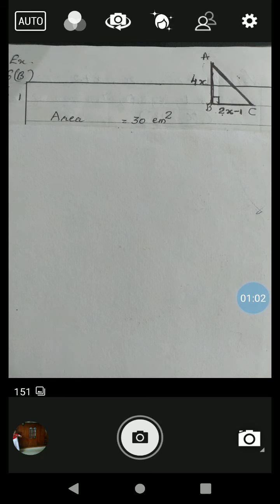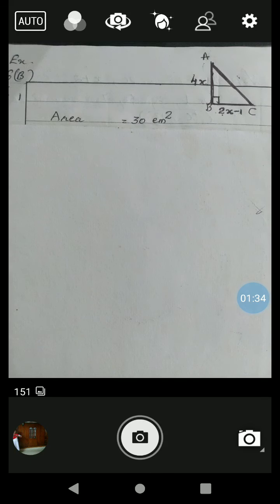Now exercise 6b, first question. The sides of a right-angled triangle containing the right angles are 4x centimeter and 2x minus 1 centimeter. If the area of the triangle is 30 centimeter square, calculate the lengths of its sides. Here, what is given in this question? Two sides containing right angle and the area of the triangle given.